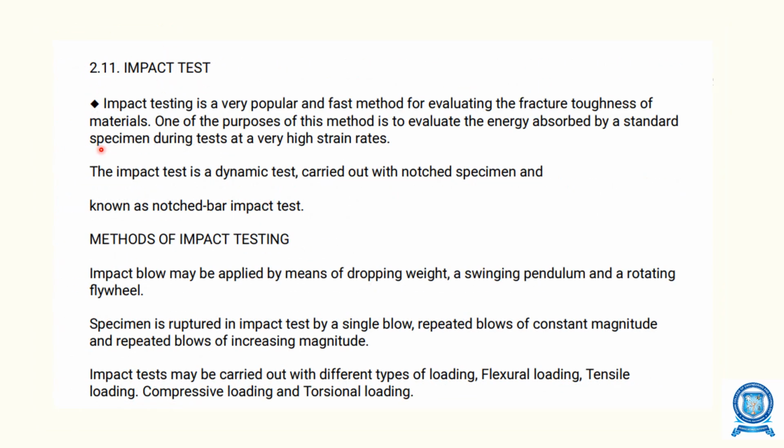The next one is the impact test. In the impact test we give some impact to the specimen, that is, the material on which we do the test. The impact test is a dynamic test carried out with a notched specimen, known as the notch bar impact test. The methods are that the impact blow may be applied by means of a dropping weight or through a swinging pendulum to the test specimen. From that we calculate the flexural, tensile, compressive and torsional loading.